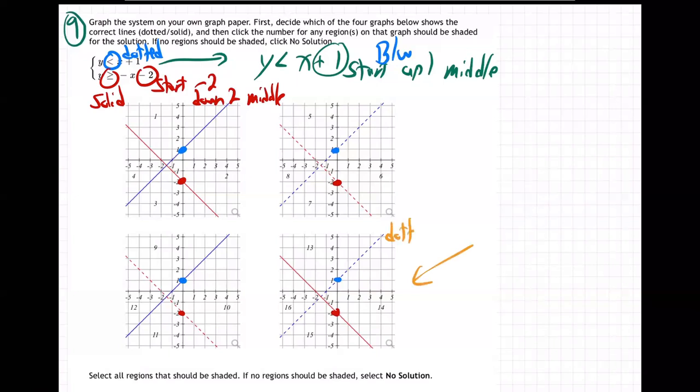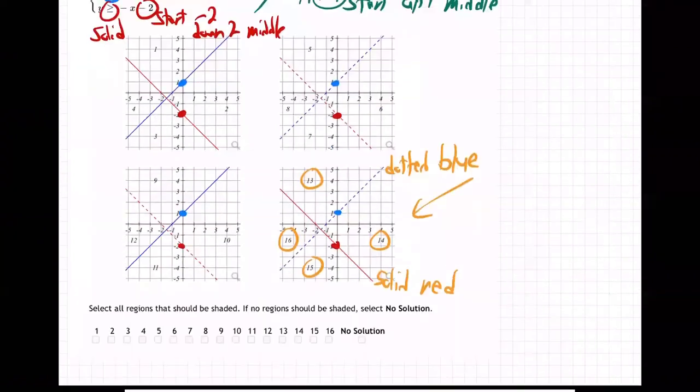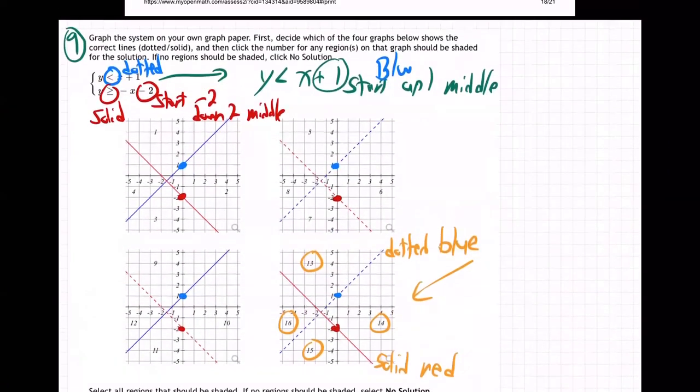This is dotted blue, dotted on the blue, solid on the red. It's this one. Okay, so then the answer to this question is either going to be 13, 14, 15, or 16, right down below where they want us to say it. Now, how do we know which is which?